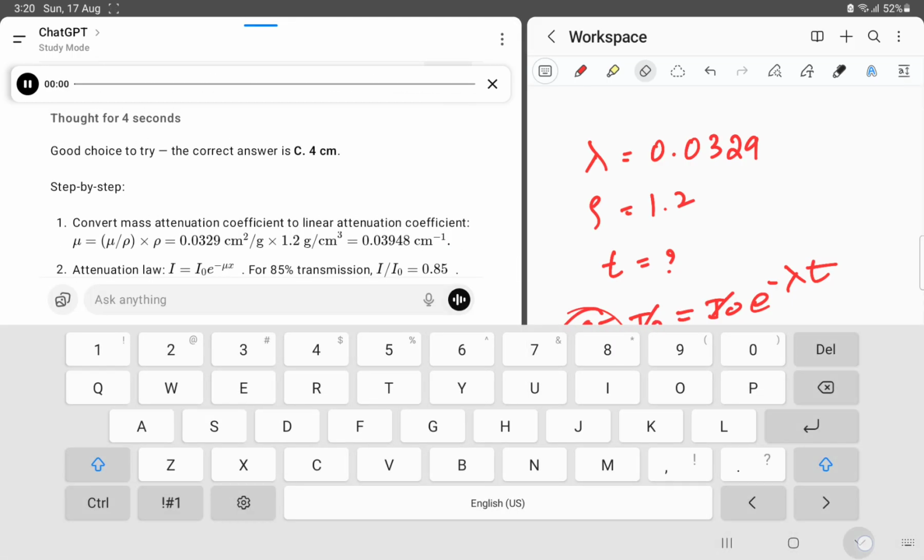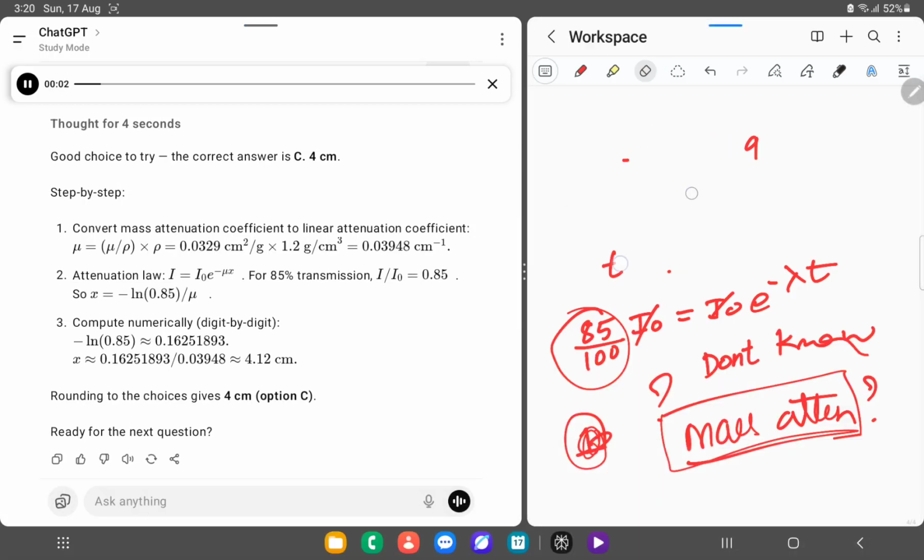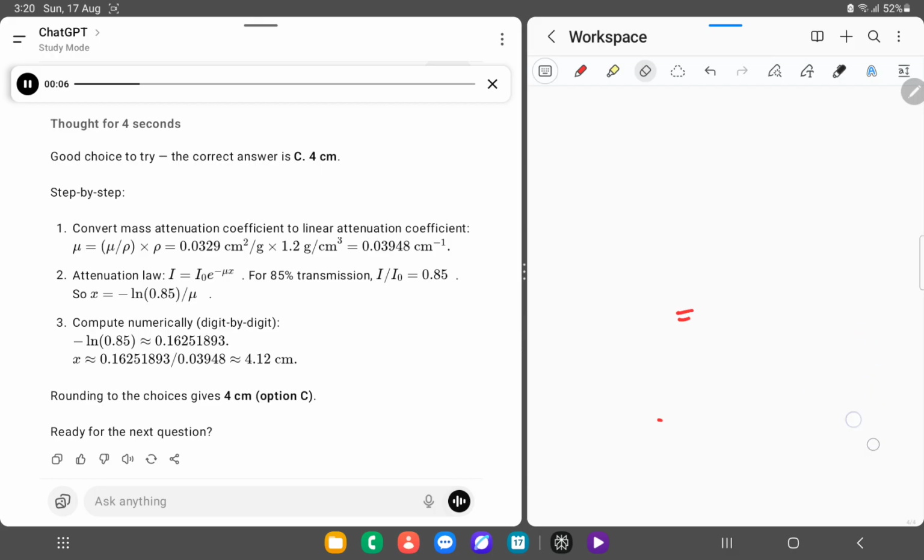Good choice to try. The correct answer is C, 4 centimeters. Step by step. 1. Convert the mass attenuation coefficient to the linear attenuation coefficient. Mu equals mu over rho times rho, which is 0.0329 times 1.2, equals 0.039 per centimeter.